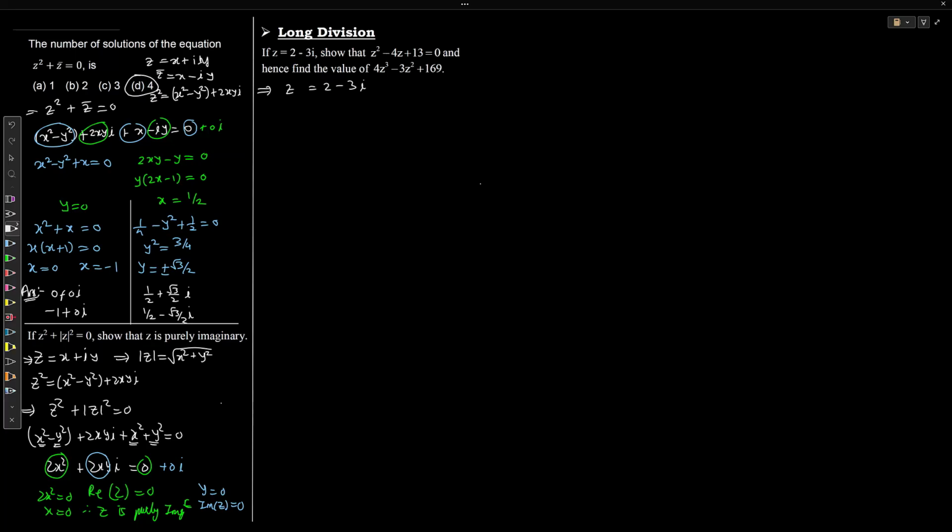That means z minus 2 is equal to minus 3i, and square on both sides. So we'll get z square minus 4z plus 4 is equal to 9i square, or we can say minus 9. So it will give us z square minus 4z plus 13 equal to 0. Hence proved. One thing is done. Done. Now let's get the value of this one.